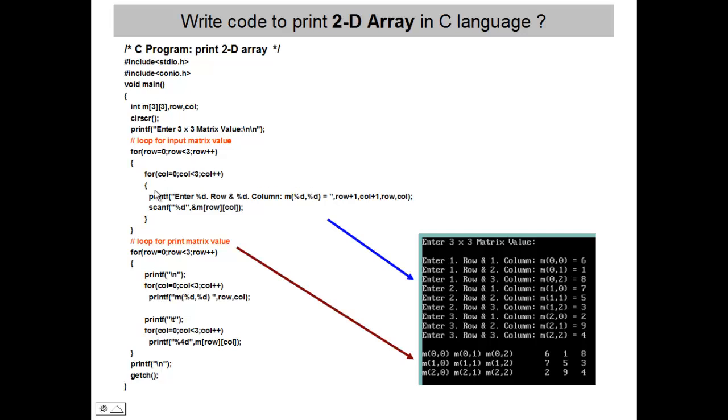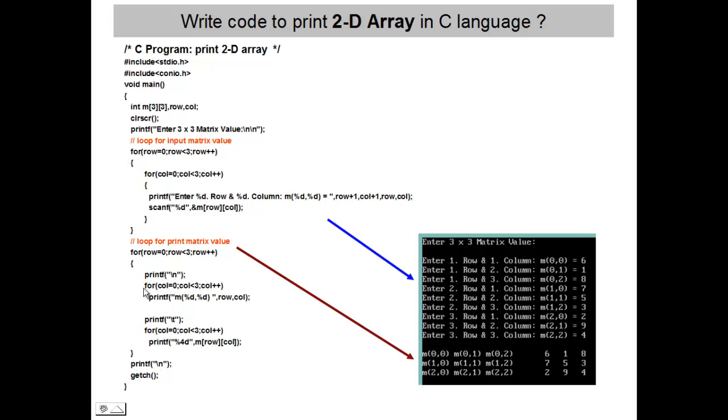This loop is running 3 times because the main loop is running 3 times, 0 to 3. So 0, 1, 2. If it reaches 3, the loop breaks, because 3 is not less than 3. So the loop breaks. Now print the input values. The first main loop is running 3 times. Then here I am going to print a new line.